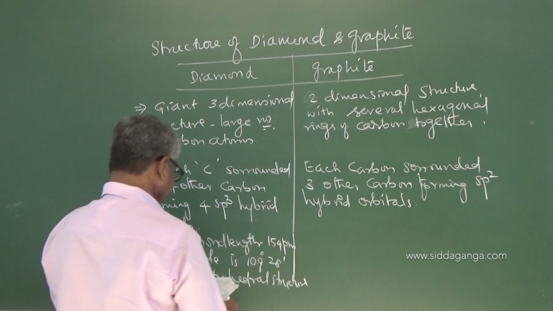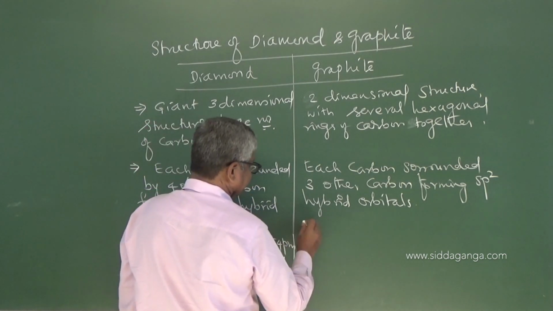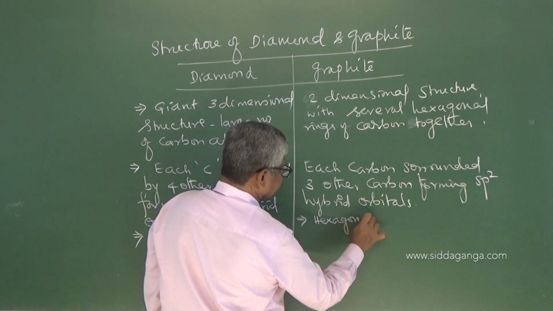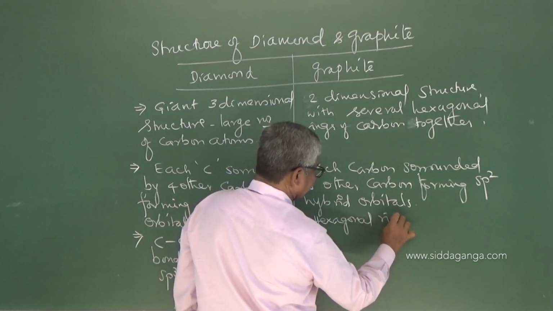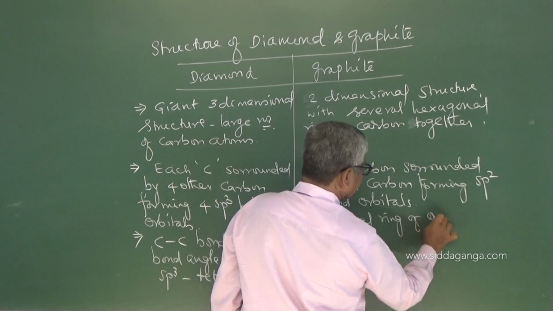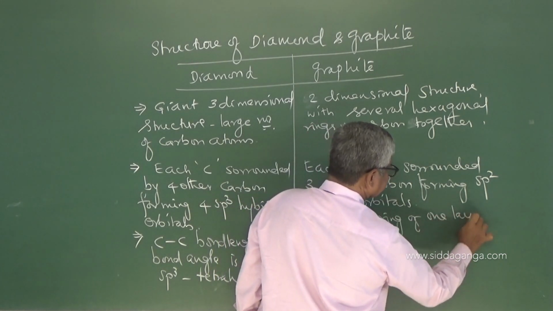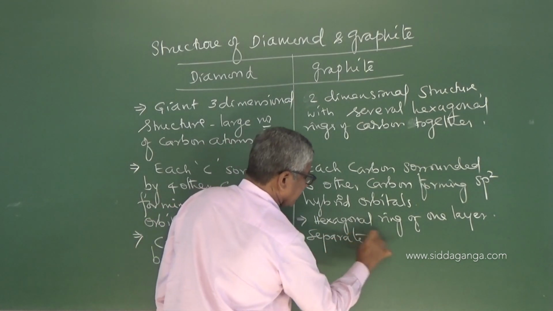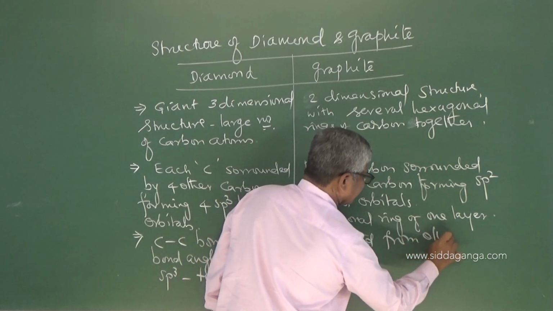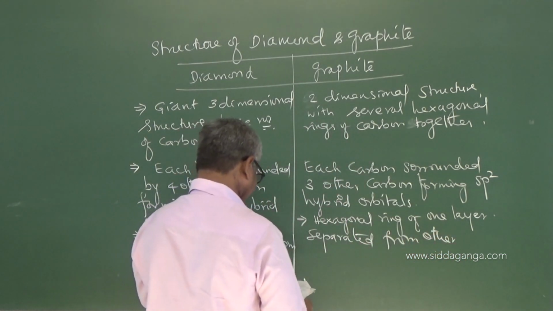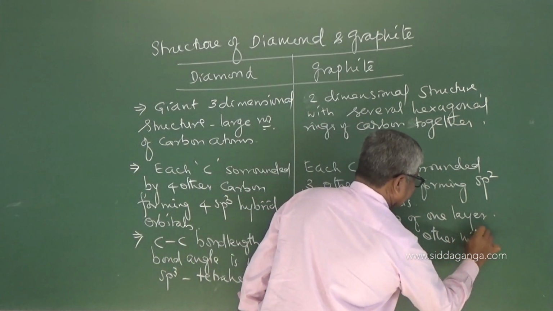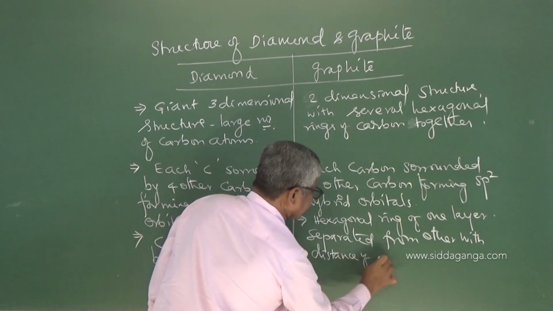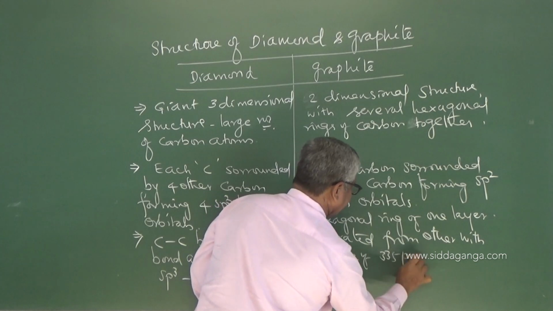Next, in graphite it is forming hexagonal rings, one layer separated from the other layer with a distance of 335 picometer.